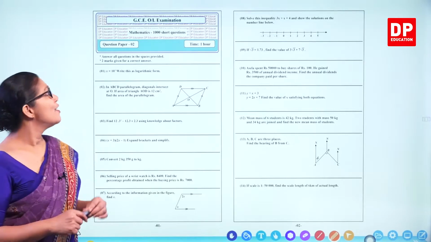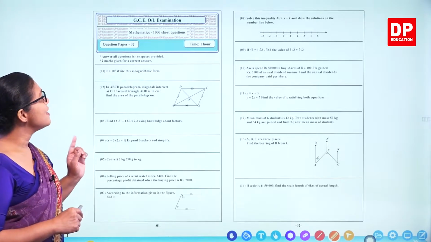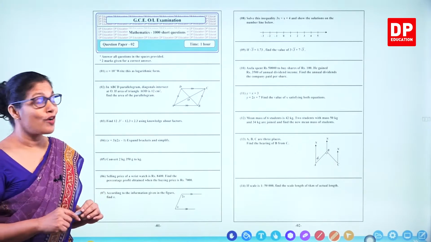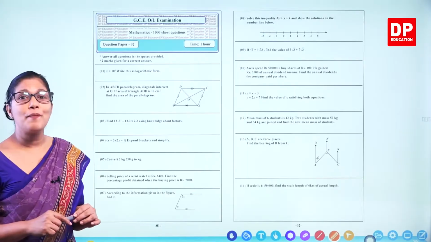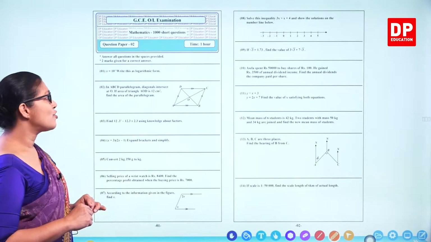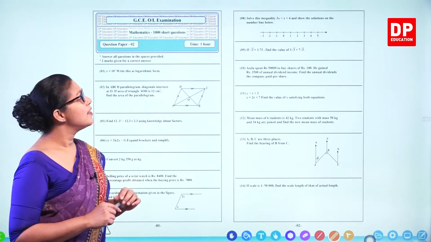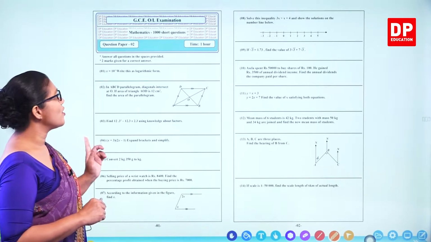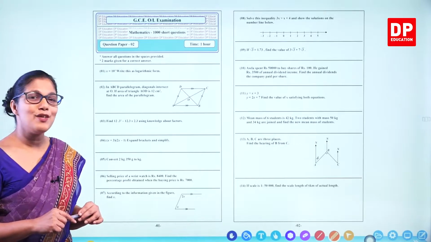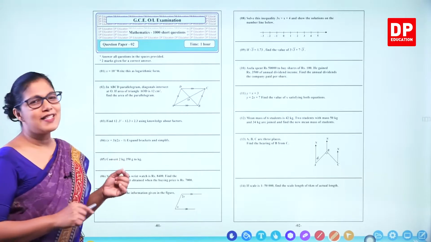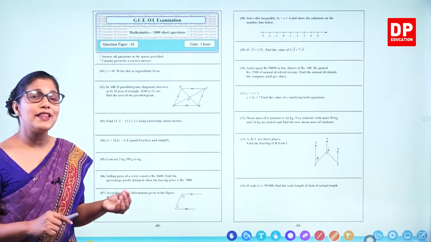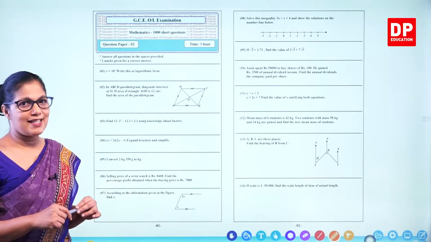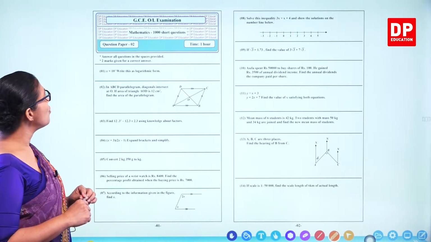Hello students. Today I am going to discuss GCE O-Level Examination 1000 Short Question Series Question Paper 2. So here also you get a 1 hour paper with 25 short questions. Each question is worth 2 marks and you can spend 2 minutes and 24 seconds. So try to do it within 2 minutes so that you can check your answers later. So we'll start paper 2.